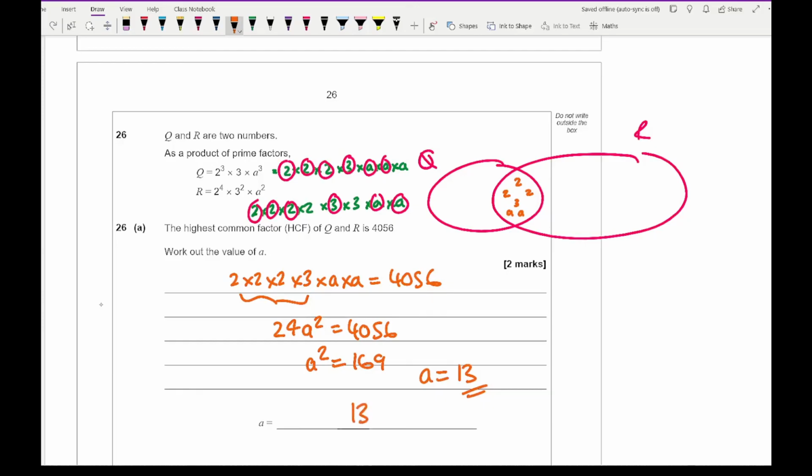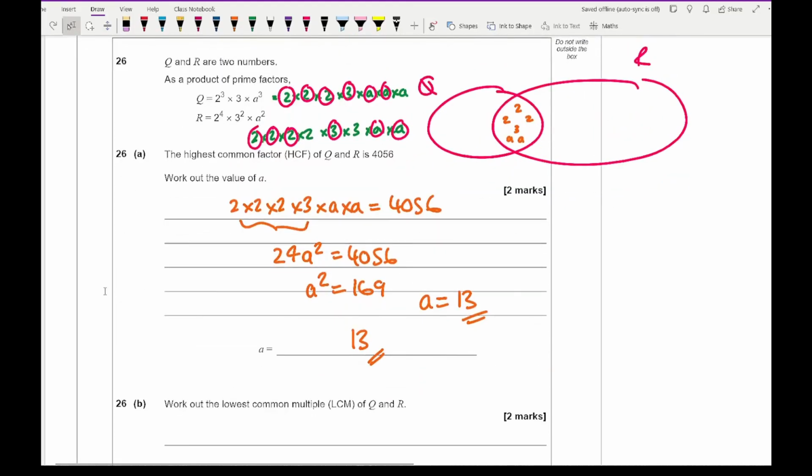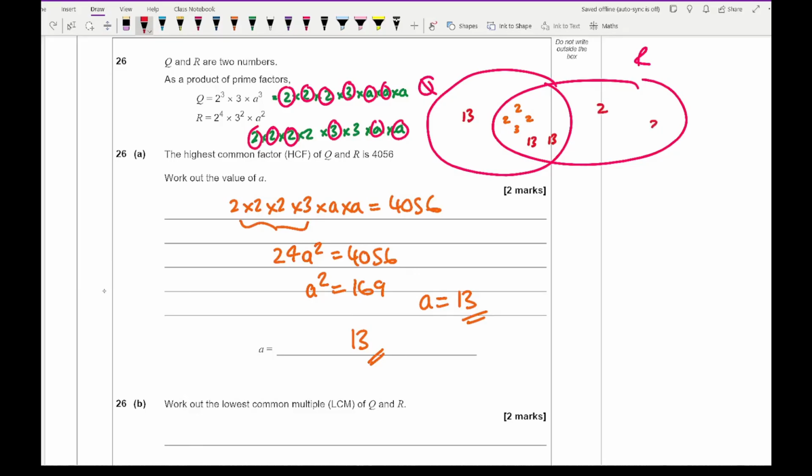Now the reason why it's not positive or negative 13 is because we don't have negative numbers, so it's going to be positive 13. Moving on to the next part, it says work out the lowest common multiple of Q and R. Well, if I go back to this screen so we can see it all in, now that I know the value of A is 13, I can swap A with 13. So I've got 2 13s there. Then what's exclusive to Q is another 13, because A is obviously 13. And what's exclusive to R is another 2 and another 3.